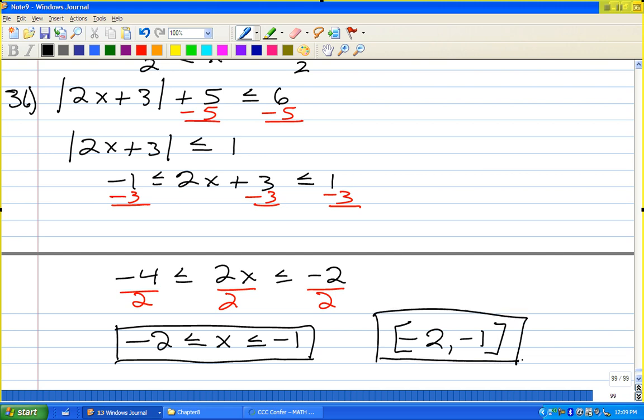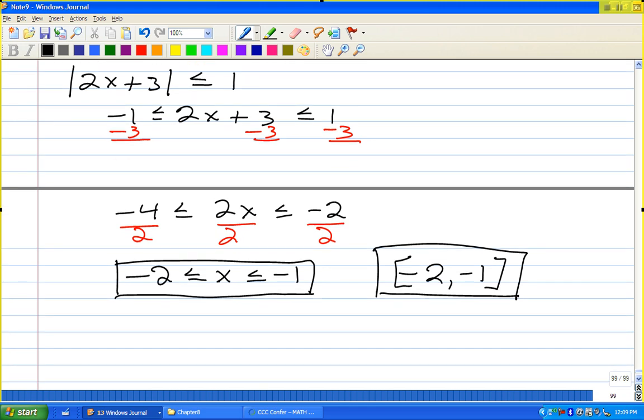And so this is all numbers between -2 and -1. It includes everything in between, and it includes both -2 and -1. Okay, let me do problem 38.